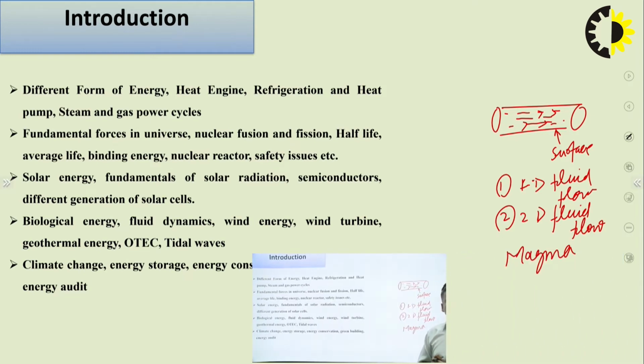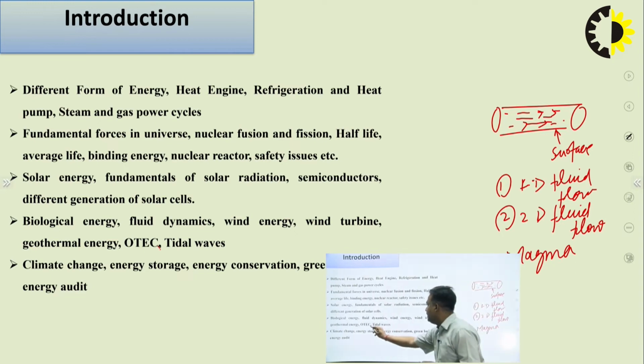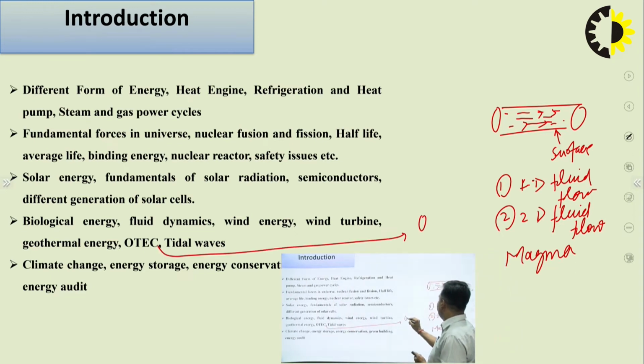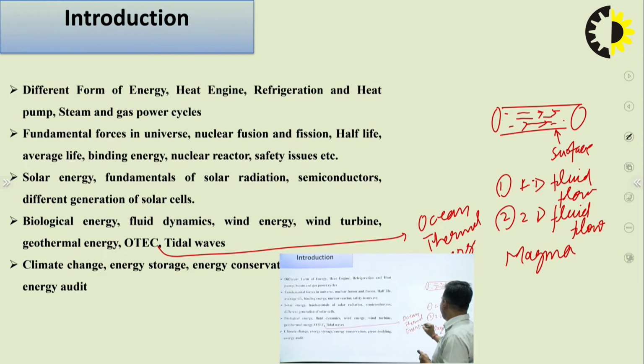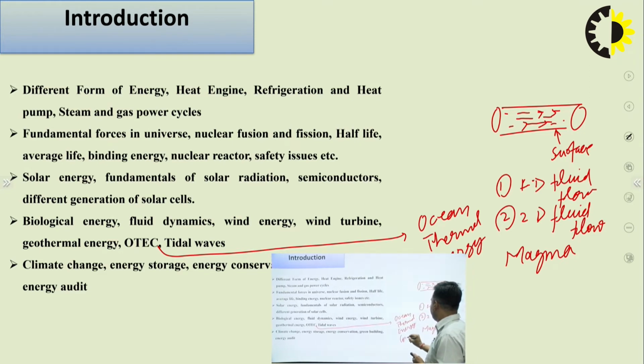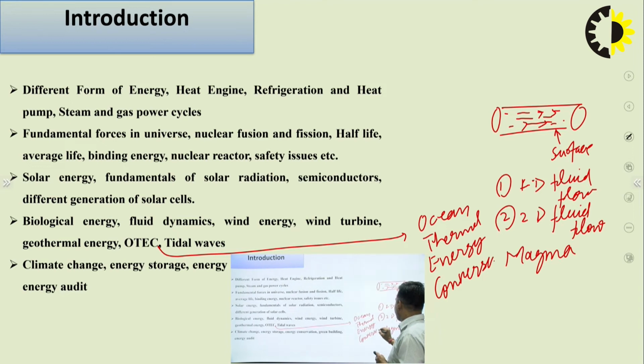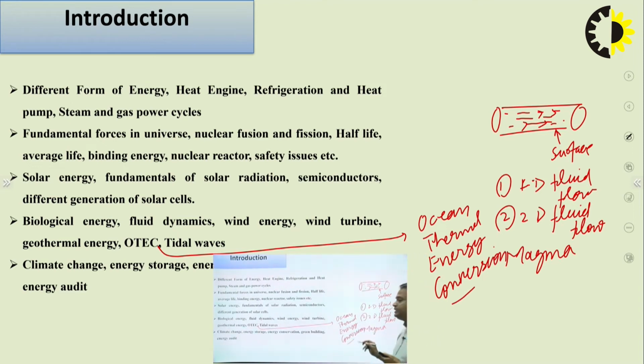Then is the OTEC. OTEC is basically ocean thermal energy conversion, and this system works when there is a temperature difference.